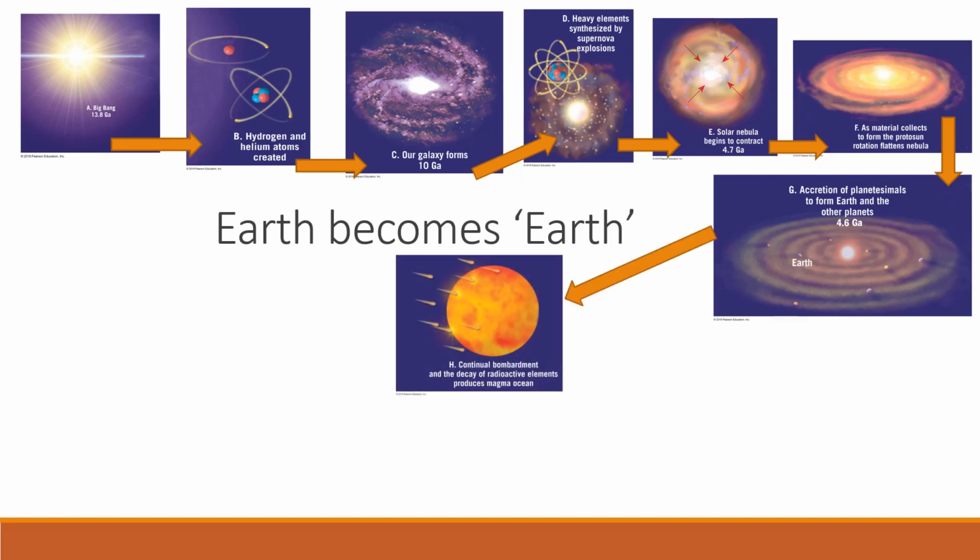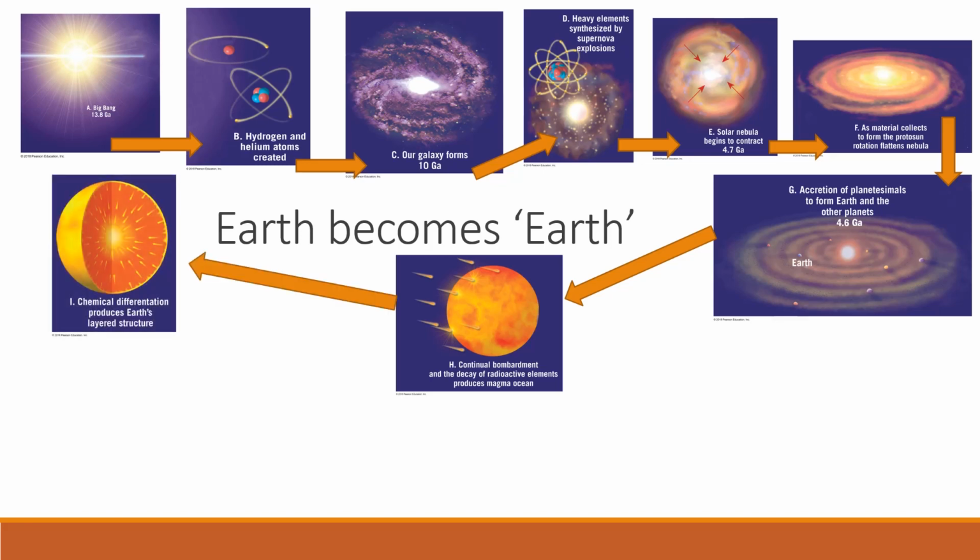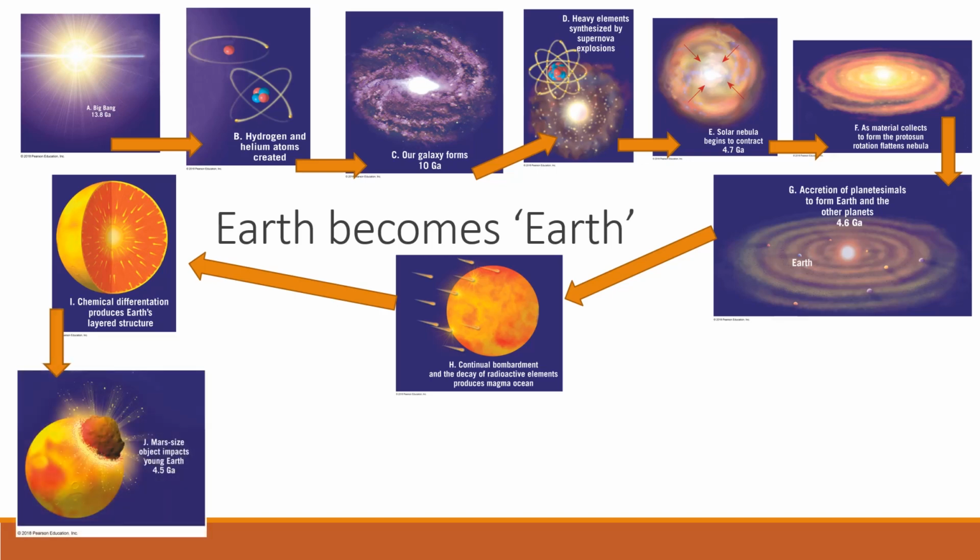During this time, we have bombardment and decay of radioactive elements hitting our planetesimal, and this is going to produce a magma ocean. So we didn't have actual land. The surface of the Earth was molten. As that molten surface continues to spin, we had a process called chemical differentiation. That meant the more dense elements were attracted to the center of the planet, and we segregated out different chemical layers to lead to the layered structure that we will be observing when we get to the interior structure of the Earth in a few weeks.